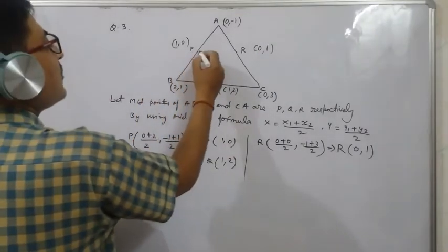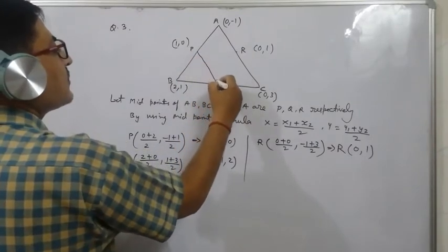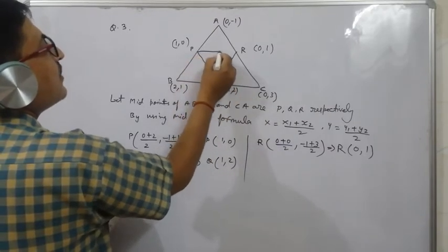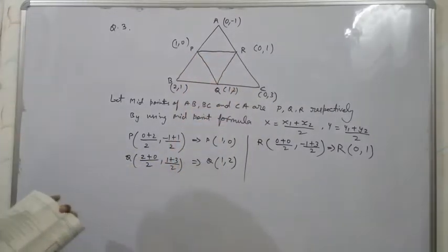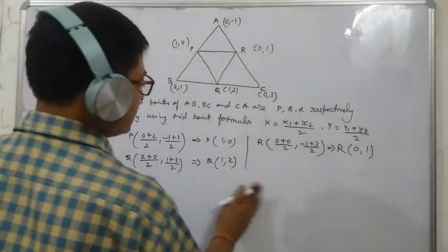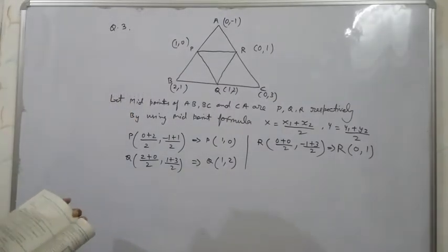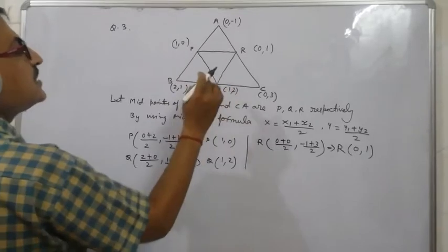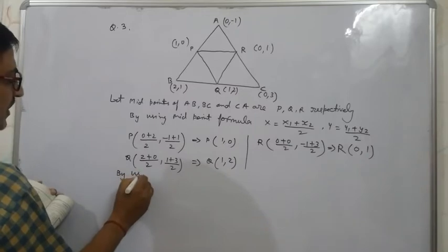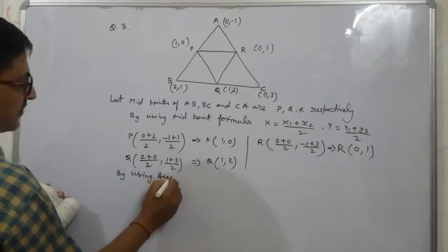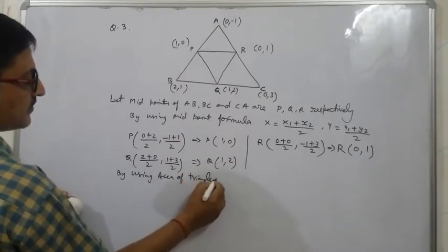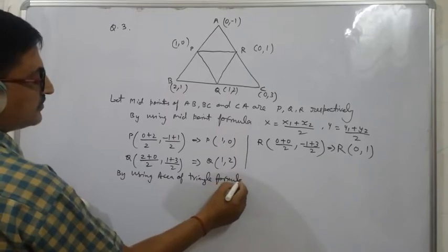Now these midpoints are forming a triangle if you join them. The question is saying that the area we get from PQR, we have to find its ratio with the triangle ABC. That is the question. So now we will use the area of the triangle formula.